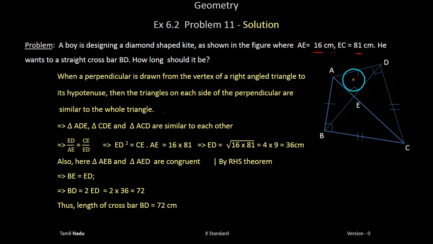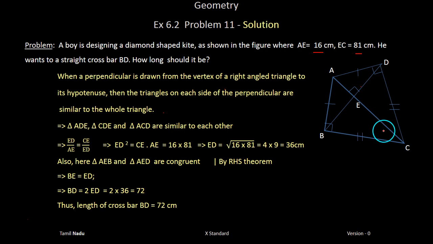Now, let's take the corresponding sides. Let's take this triangle AED. We'll take only the two sides which contain the right angle. The bigger side containing the right angle divided by the smaller side containing the right angle, that is ED divided by AE, will be equal to, now come to this triangle, the bigger side containing the right angle, EC, divided by ED, the smaller side. This is a right angle, this is also a right angle, am I right? So the right angle for this triangle is contained by these two sides.